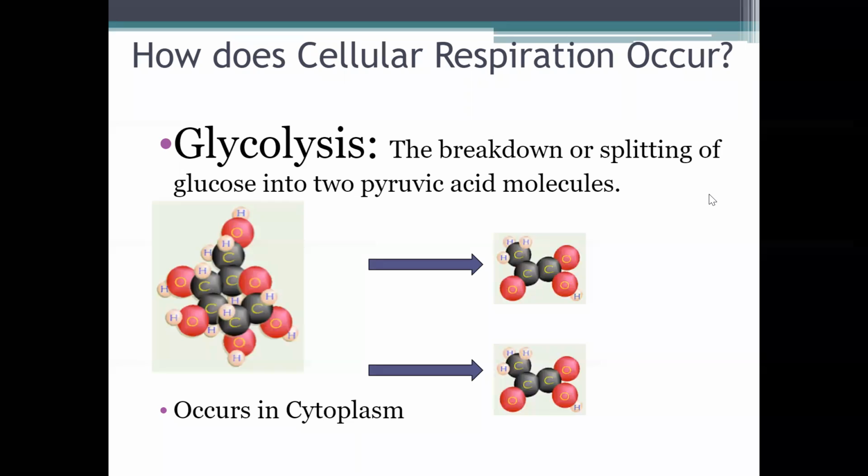So let's talk more about how cellular respiration occurs, because just like photosynthesis, there's multiple parts to cellular respiration. And the first part of it we call glycolysis. I am going to break apart that word for you once again, because as I said, breaking down terms is going to help you. So we have two parts to this. We have our glyco part, and we have our lysis part.